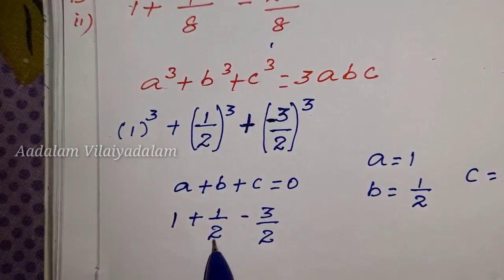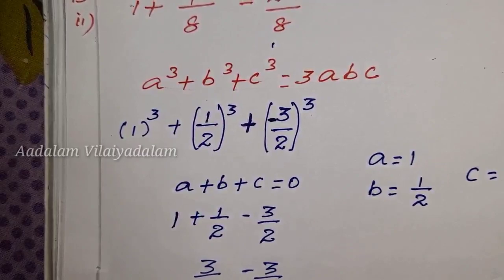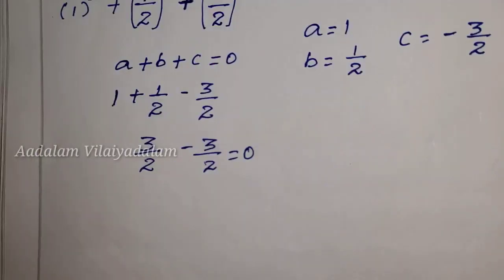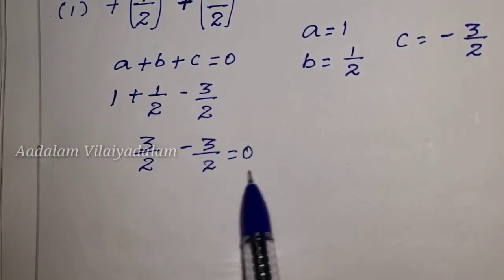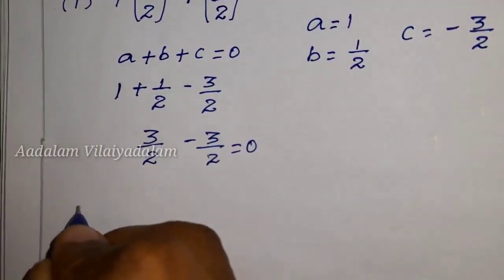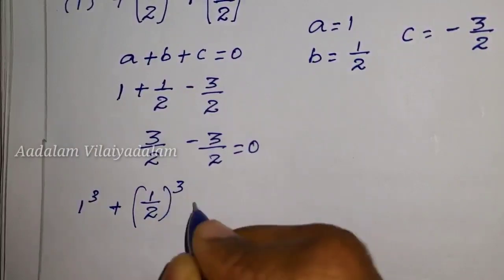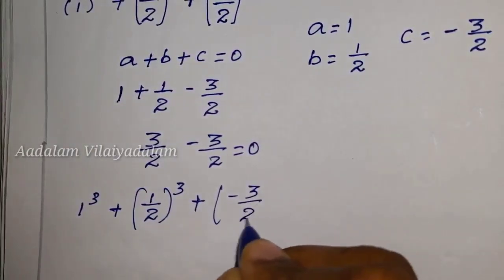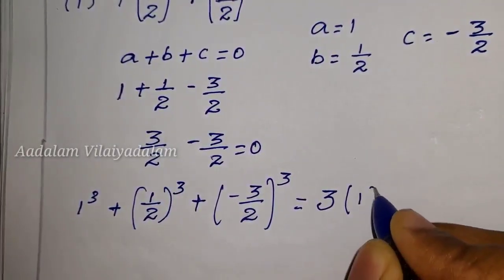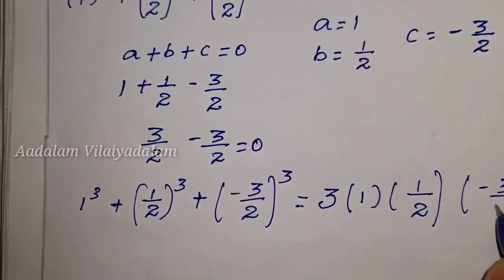So now cross multiply here. 1 2s are 2, 2 plus 1 is 3. That is 3 by 2 minus 3 by 2. So the answer is 0. So a plus b plus c equal to 0. Therefore find the value of a cube, that is 1 cube plus 1 by 2 the whole cube plus minus 3 by 2 the whole cube, is equal to 3 into the a value 1, b value 1 by 2 and c is minus 3 by 2.